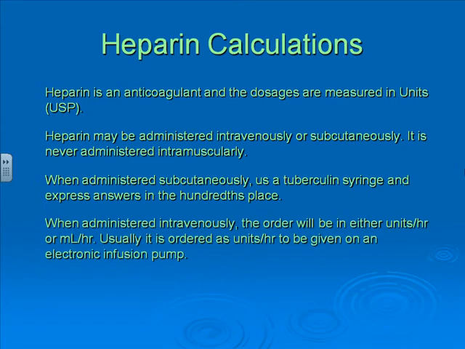When administered through an IV, the order will either be given in units per hour or milliliters per hour. Usually the order is given in units per hour and it has to be given on an electronic infusion pump. Therefore, you're going to have to calculate the milliliters per hour. Units per hour is very similar to milliliters per hour. All it means is you take the volume in units and divide it by the time in hours.